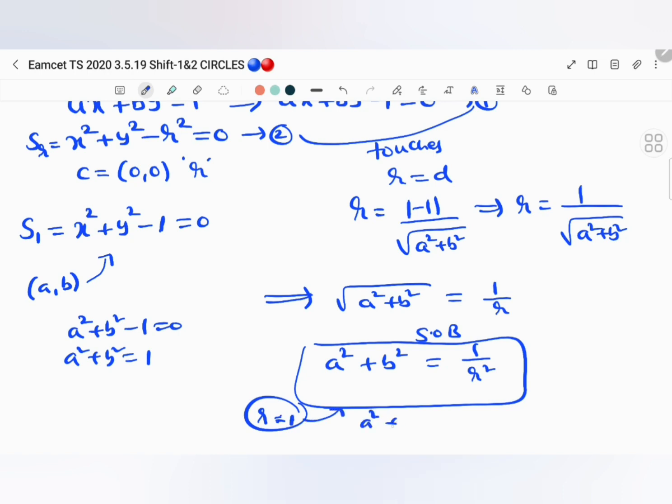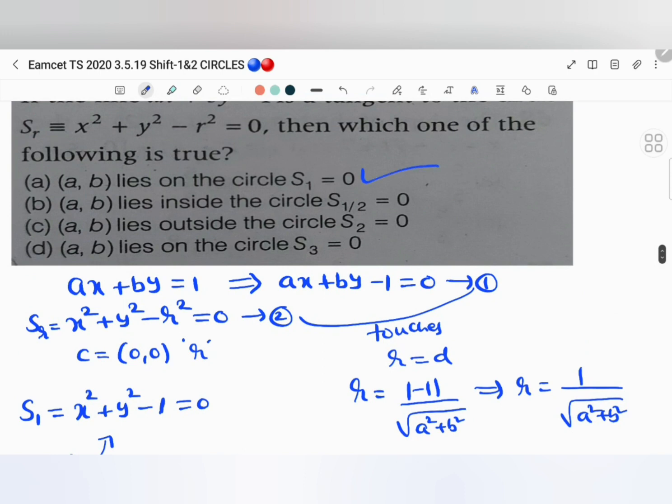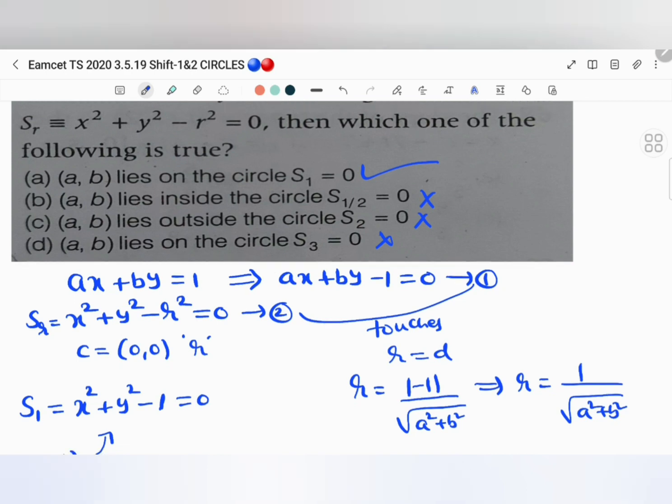This will become a square plus b square is equal to 1 only now. So both answers are satisfying, which means the first option is the right option, dear students. No need to verify the other options. Why? Because in EAMCET, only single correct option questions are available for us. So whenever the first option is right, no need of checking the other options. We'll go on to the next question.